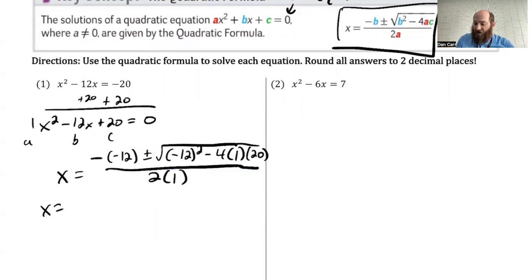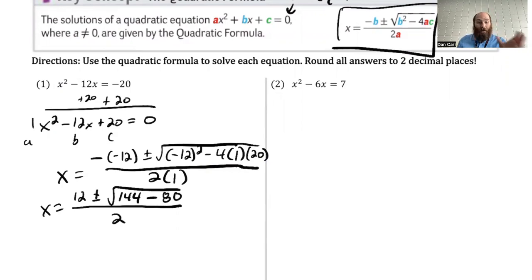So the opposite of negative 12 is a positive 12. Negative 12 squared is negative 12 times a negative 12. That is a positive 144. So then negative 4 times 1 times 20. I like to think of it as 3 numbers: negative, positive, positive. In the end, I'm going to have a negative number. 4 times 1 times 20 gives me 80, so that'll be a negative 80 here, and all over 2. I'm not going to do anything with fractions yet, so don't deal with this 2 until the very end. This all needs to be simplified before I can do anything with dividing by 2.